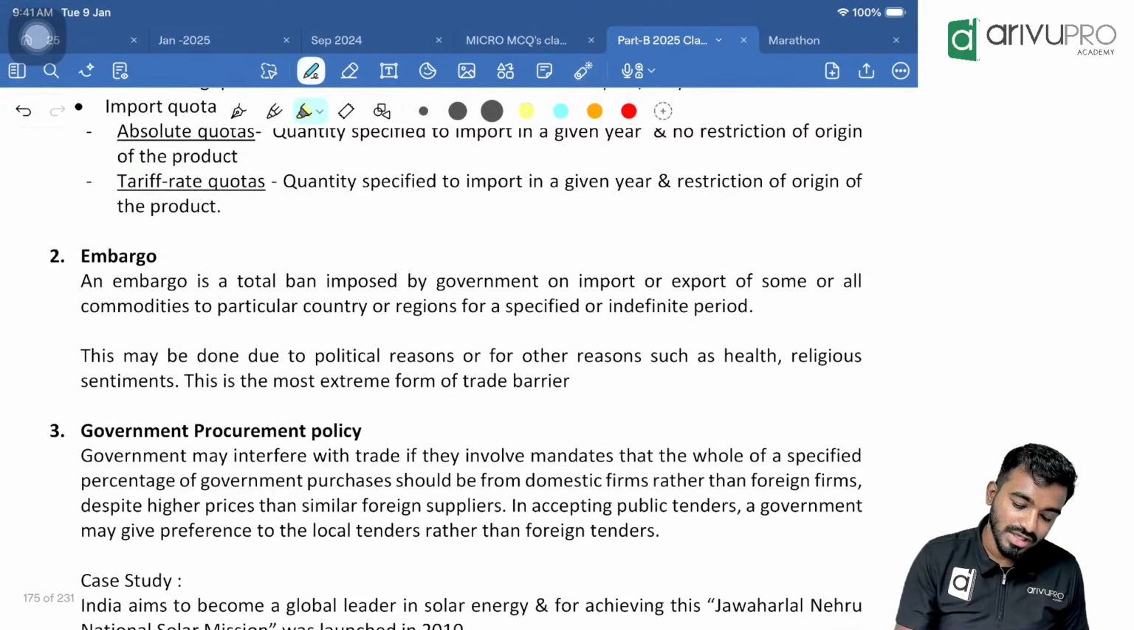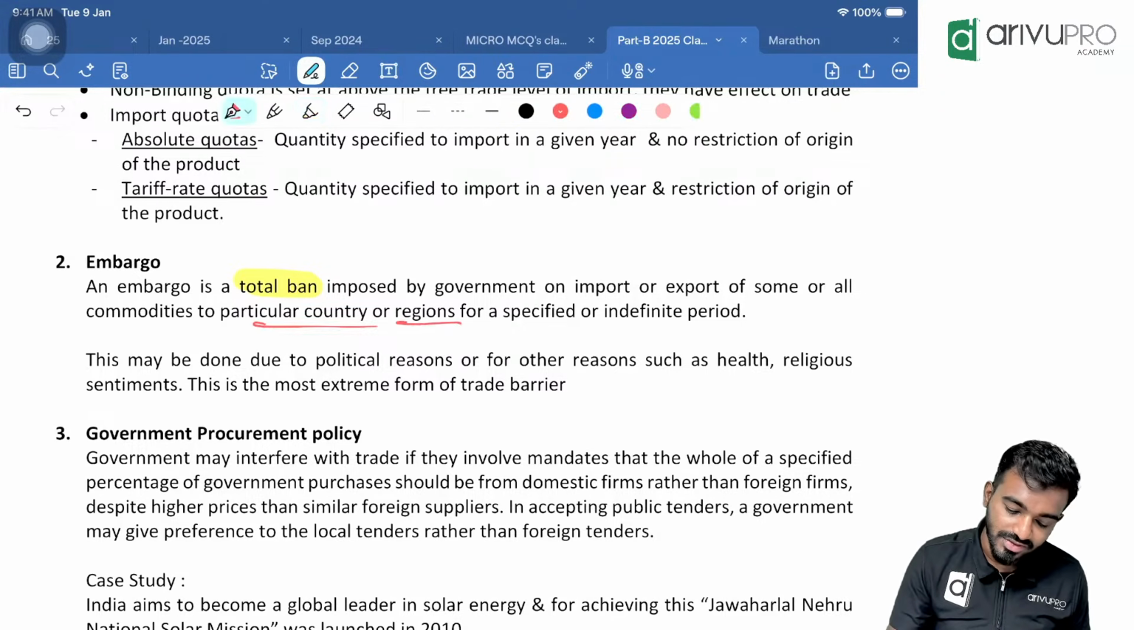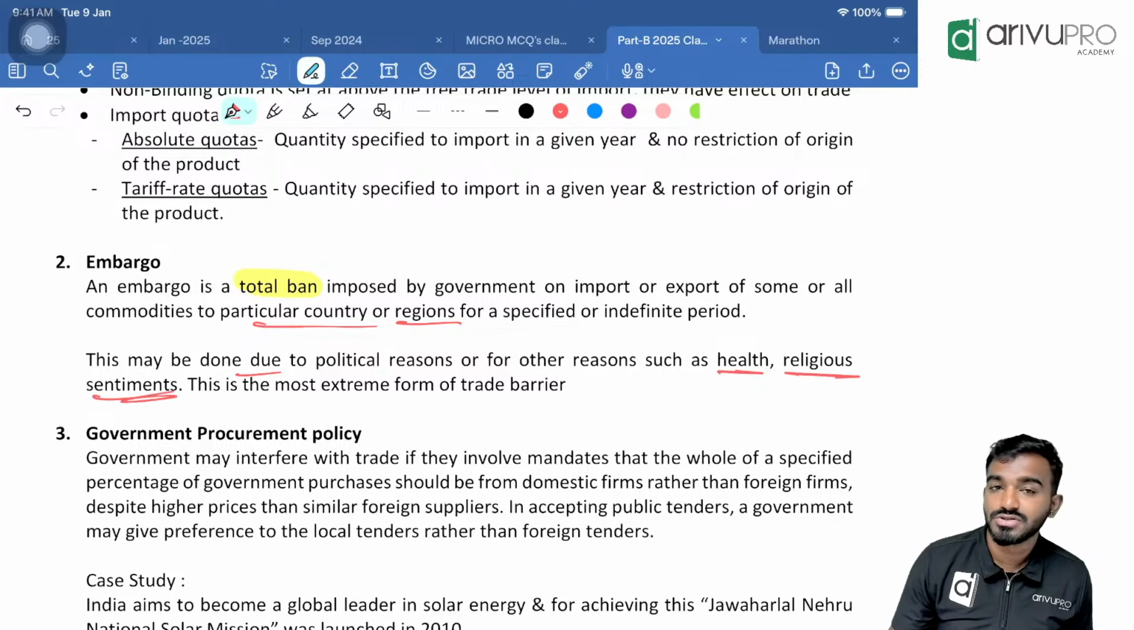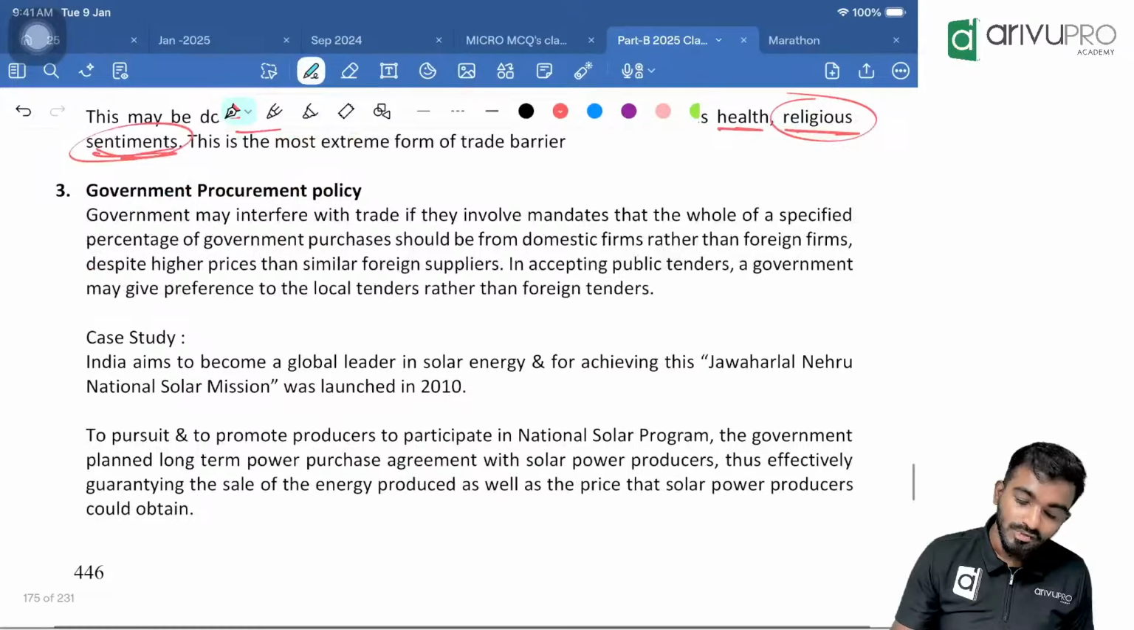In simple words, total ban. We will totally ban your product inside our country. We don't want to allow your commodity in the nation. That is called total ban, either for a particular country or region, either for a specific period of time or an indefinite period of time. It can be anything. Even this ban can be imposed based on health and even religious sentiments. For example, in Middle East nations, they don't allow pig meat, against religious sentiments. Like this, embargo. Government procurement policy.